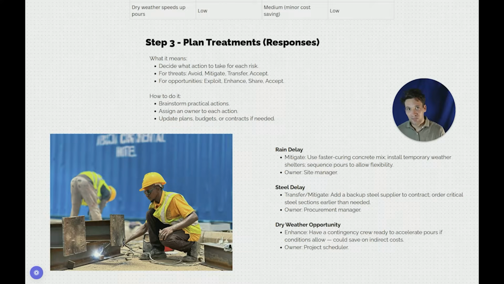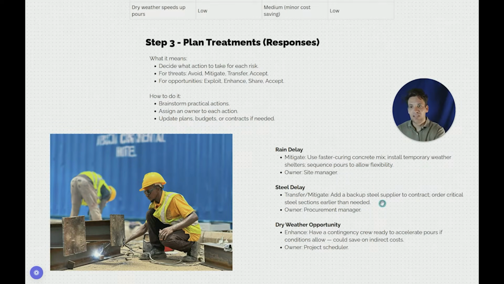Again, we use brainstorming, looking at all the different practical applications. We assign an owner to each. Again, this is critical because we have to treat risks and risk responses in the same way that we would treat any task in the project. Someone needs to be responsible for it happening. And then we update our plans, our budgets, or contracts if required.